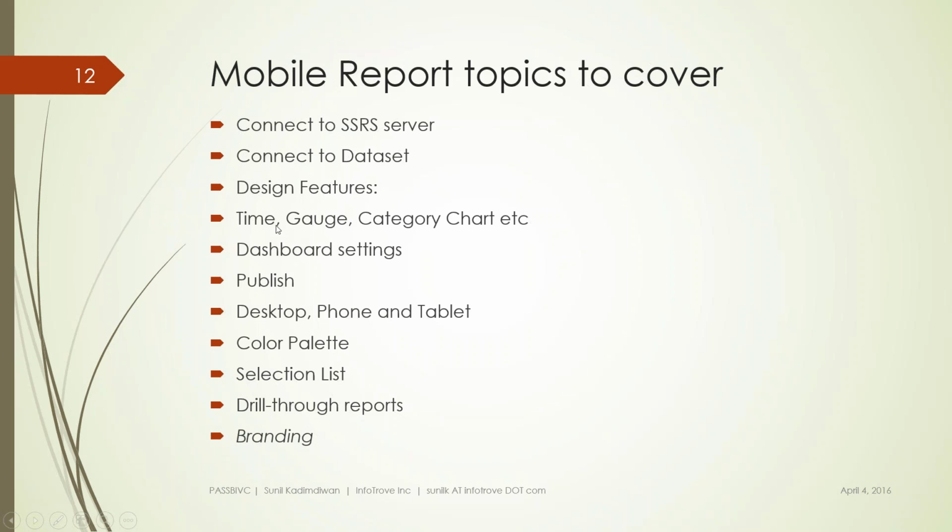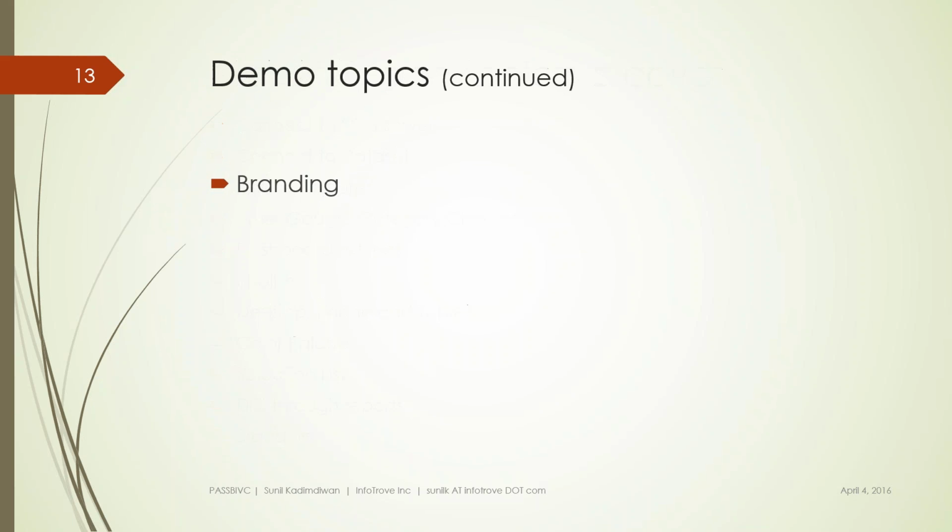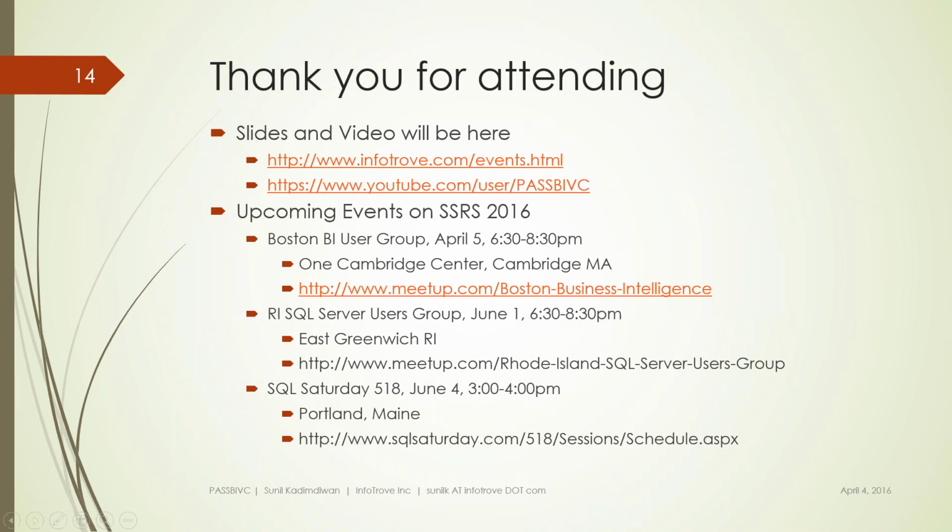In terms of design features, we went through the time, the gauge, the category chart, and all the dashboard settings, basically the report name, and then we went through the 3 modes, between the color, and the selection list was the drop down of the currency. We did the drill through. I didn't get to work on the branding yet. There are a couple of samples out there which I need to follow up on and get them in, but I haven't done that yet. Yeah, that's one. I'll just keep talking about it.